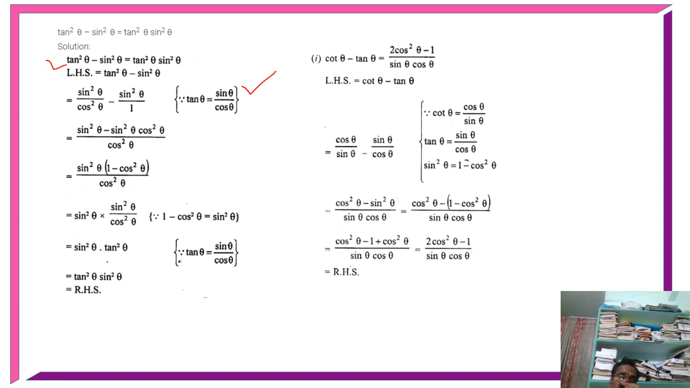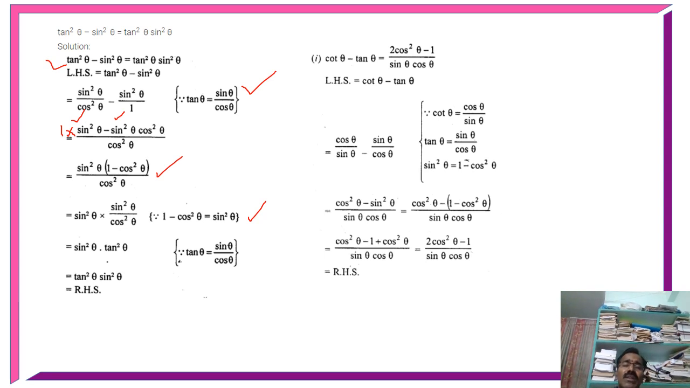But if you observe here, sin square theta is common. We can factorize sin square theta. If you factorize, nothing remaining means we write 1 into sin square theta. When we factorize sin square theta, we have 1 minus cos square theta by cos square theta. But sin square theta into, we know 1 minus cos square theta is sin square theta from the first identity. As we know from the first identity, sin square theta plus cos square theta equals 1.